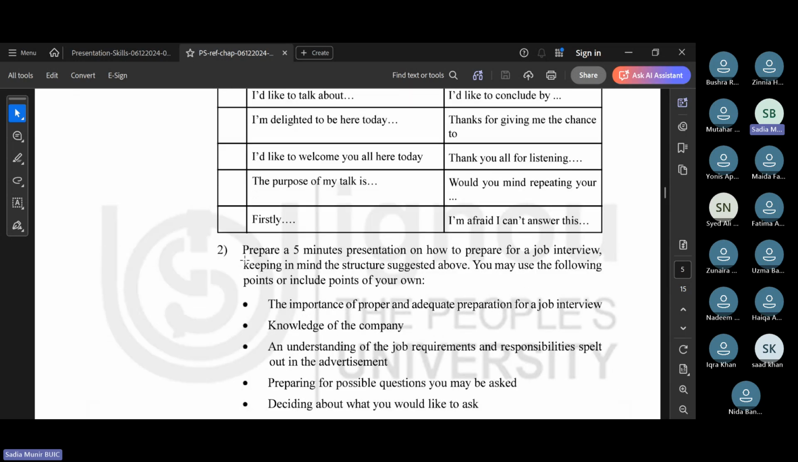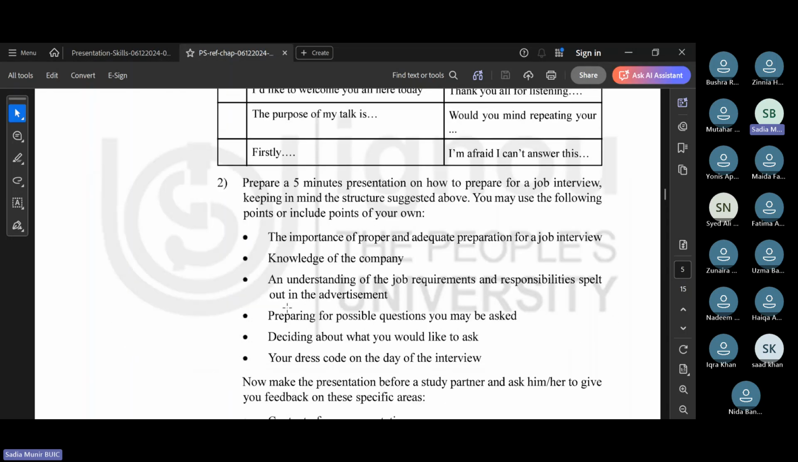फिर एक activity दी हुई है. Prepare a 5 minutes presentation on how to prepare for a good job interview, keeping in mind the structure suggested above. You may use the following points or include points of your own: the importance of proper, adequate preparation for a job interview, knowledge of the company. ठीक है? So go ahead. आपको अभी 2:55 हो रहे हैं. I can give you 20 minutes to prepare this 5-minute presentation.